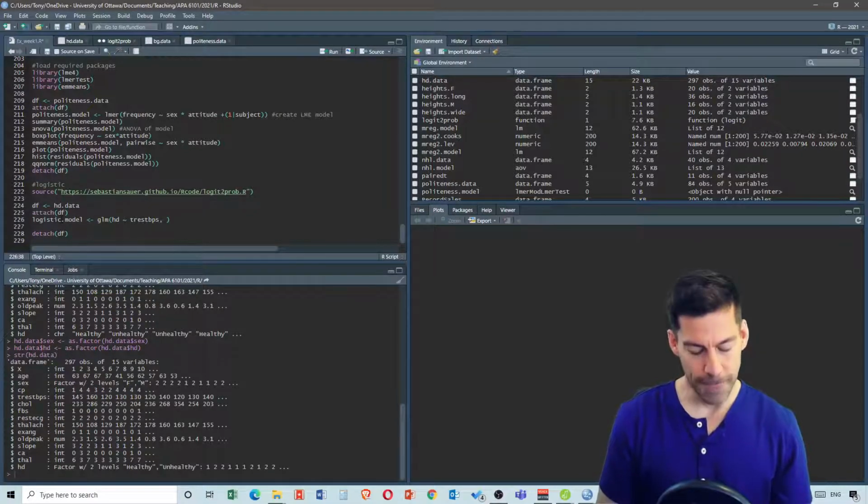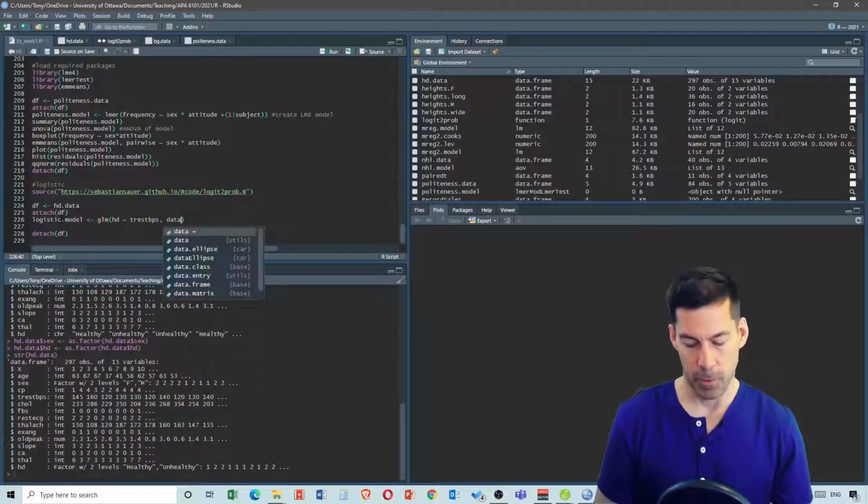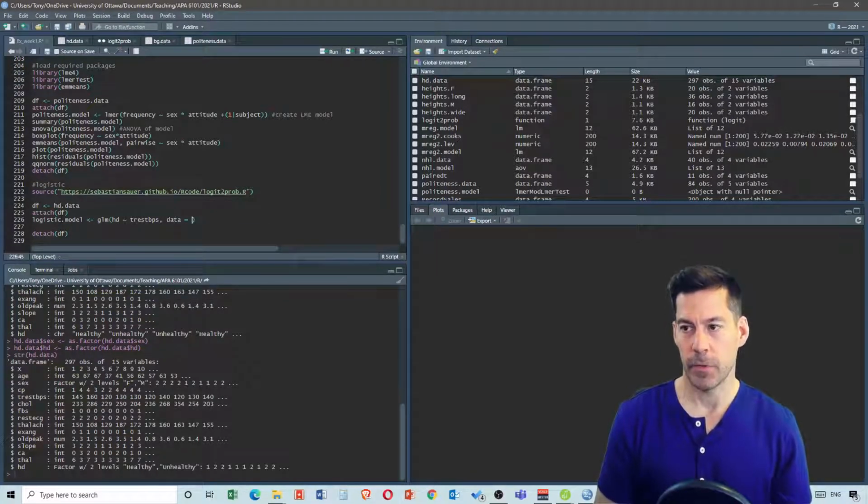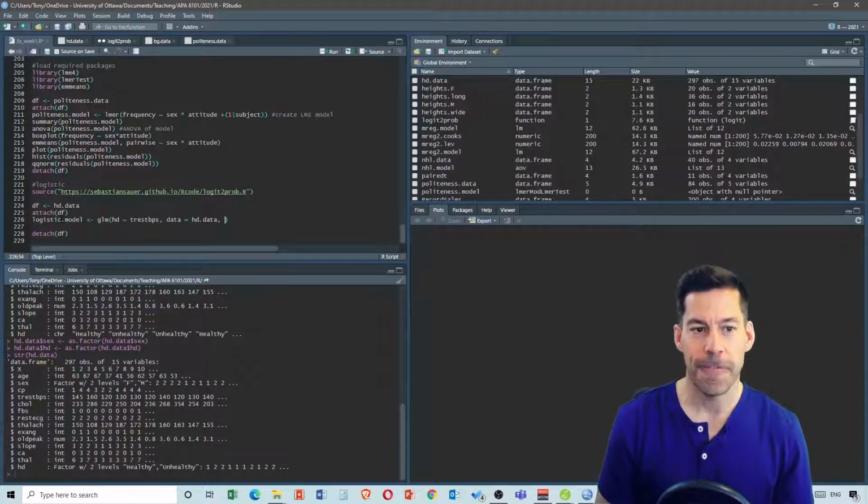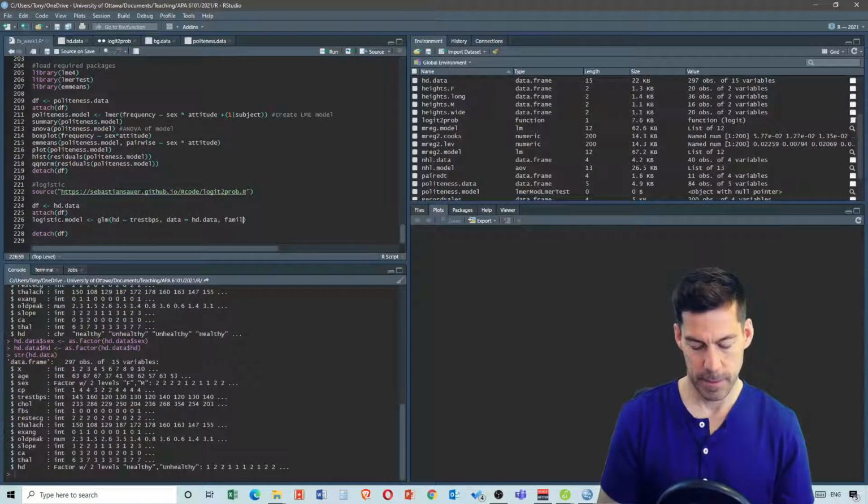We have to identify what the data is. So data equals hd.data. And then we also have to identify family. Family equals, in quotes, binomial.